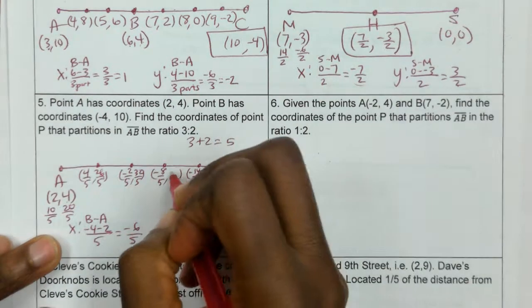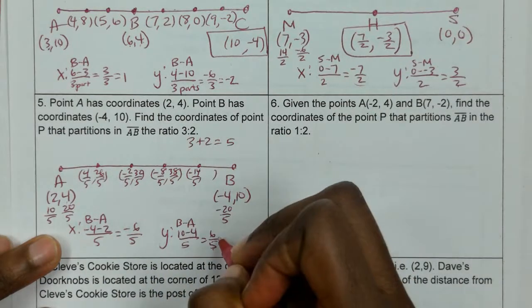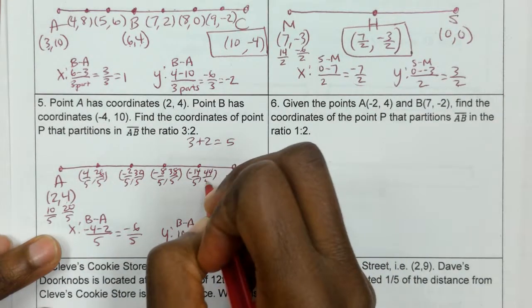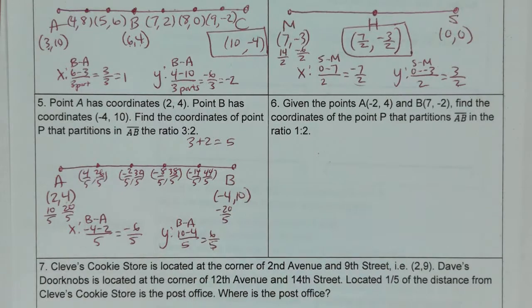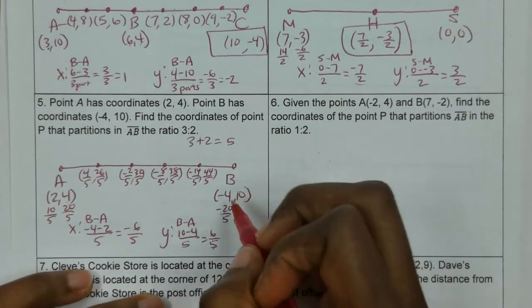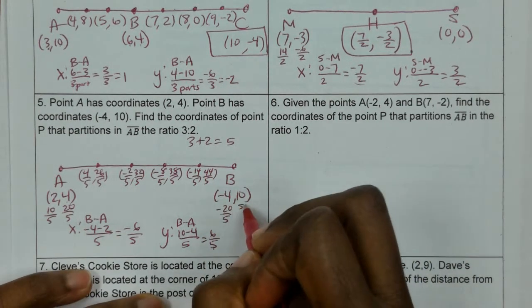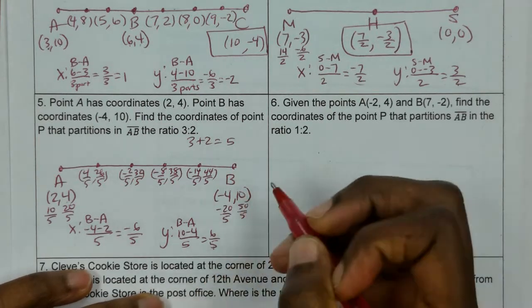Sorry, I wrote so small. 38/5. Adding 6, 44/5. Oh, I gotta plug in. Okay. 44 plus 6, 50/5, which is equivalent to 10. So I did it correctly.